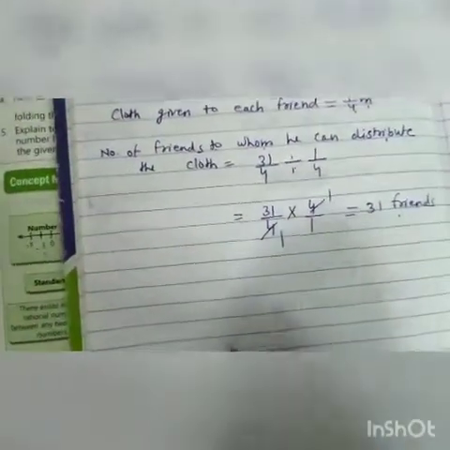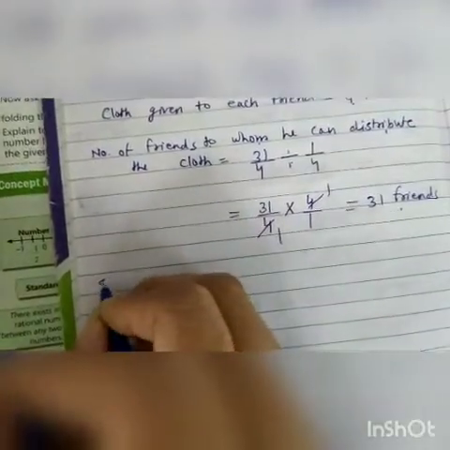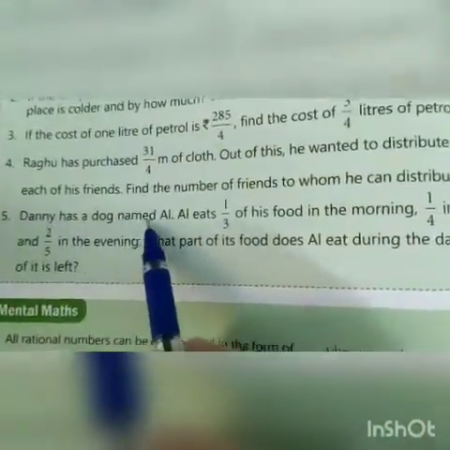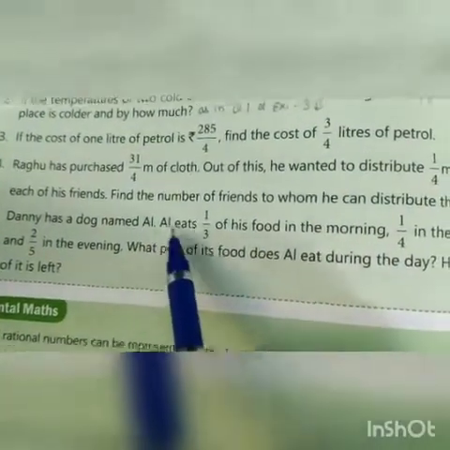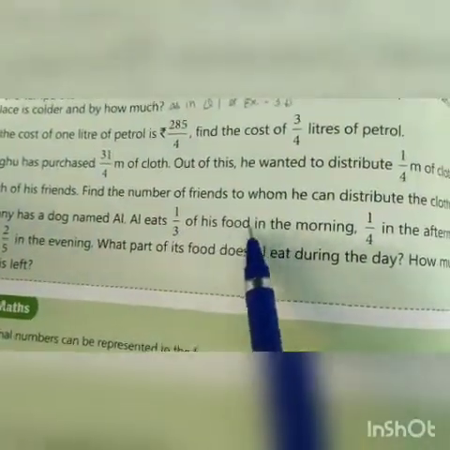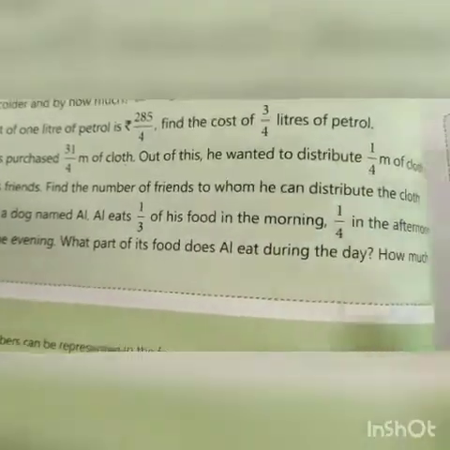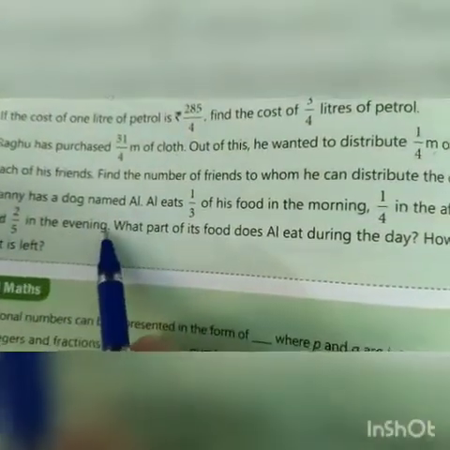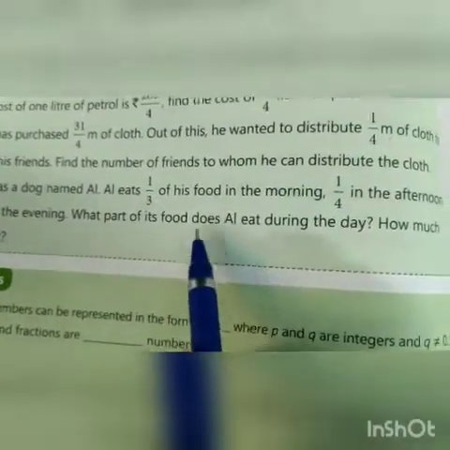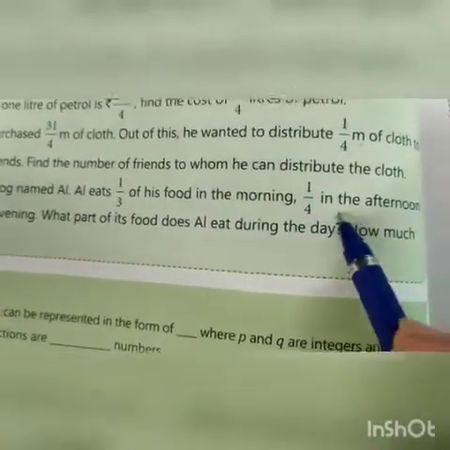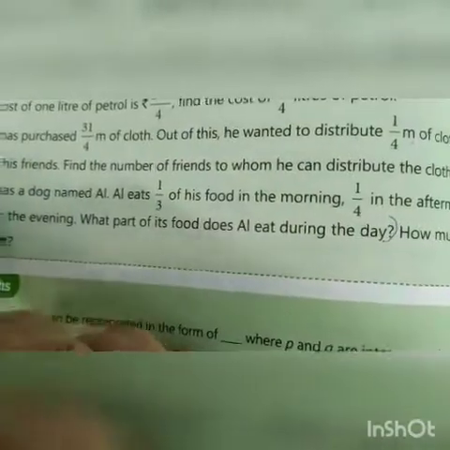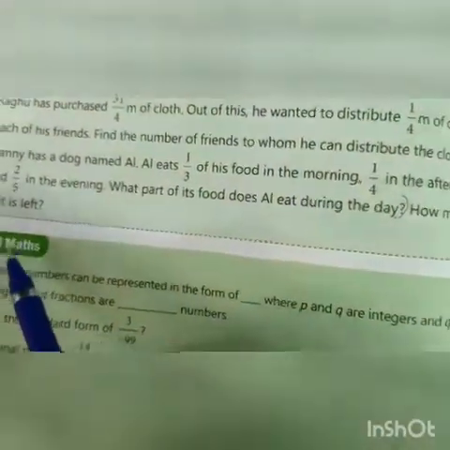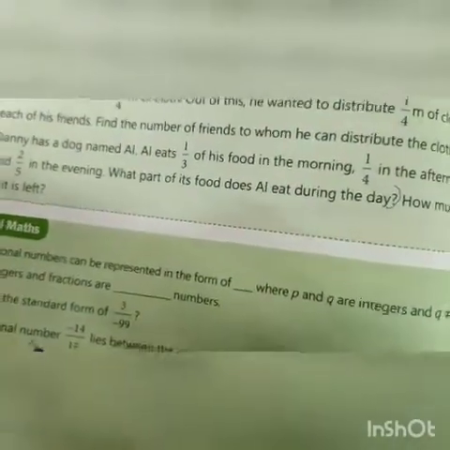Now come to the fifth or last question. Danny has a dog named Ellie. Ellie eats 1 upon 3 of his food in the morning, 1 upon 4 in the afternoon and 2 upon 5 in the evening. What part of its food does Ellie eat during the day? It is the first part and then the second part is how much of it is left. First we will do only the first part.